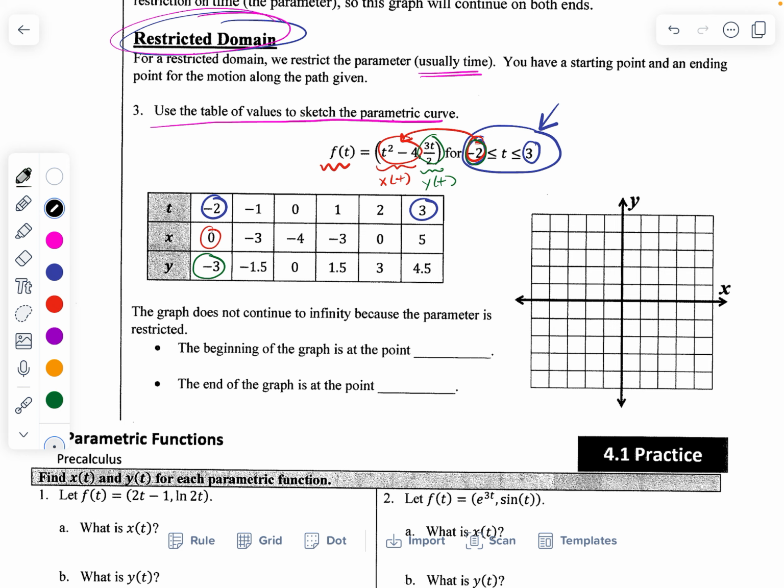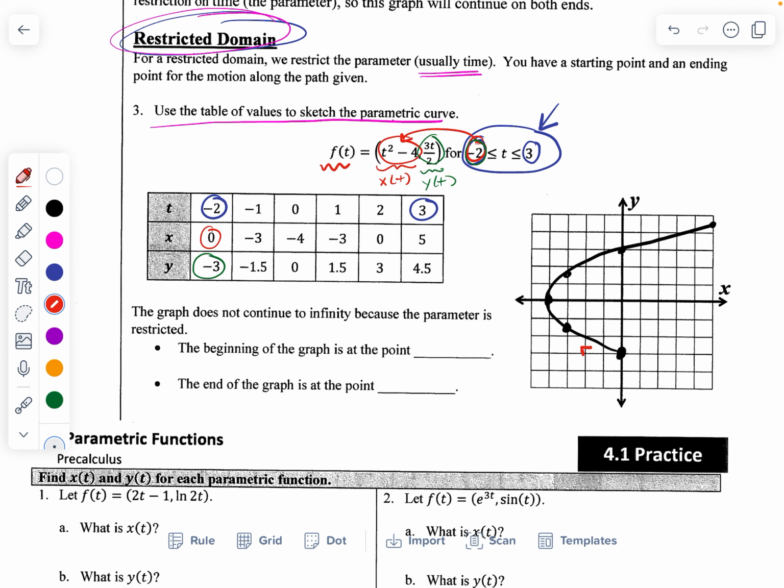So when t is -2, we're at the point 0, -3, x comma y. Going from there, increasing, when t is -1, we're at the point -3, -1.5. Here's our second point. At t equals 0, we're at -4, comma 0. At t equals 1, we get -3, up 1.5. Next is 0, comma 3, and then 5, comma 4.5. So we started here. We're going to connect those points.